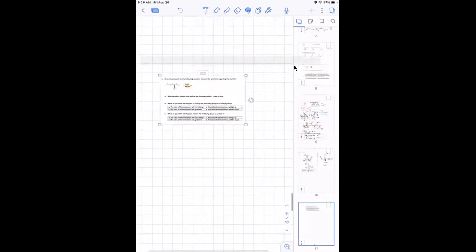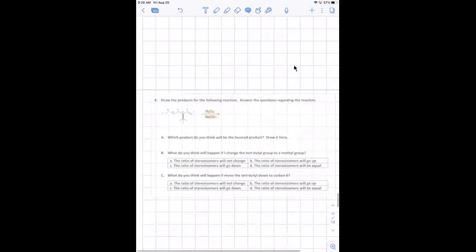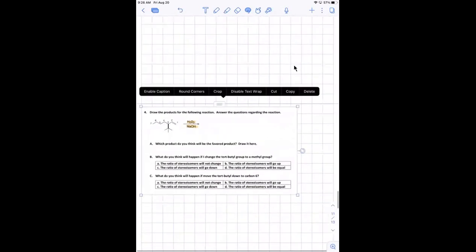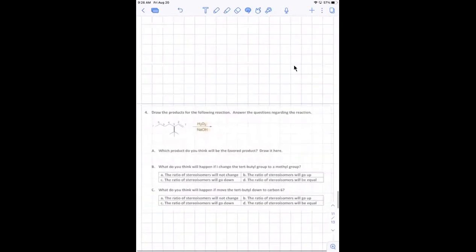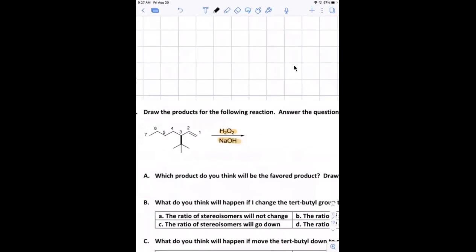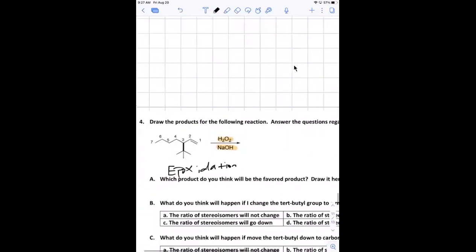All right, let's look at it. Let's see if we can work through this. Is it hybridization? Ooh, not quite. It's actually an epoxidation reaction. It's an epoxidation. Let me fix my letters too.